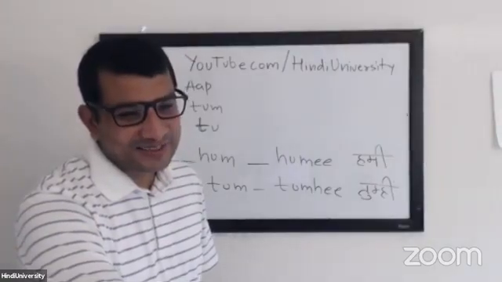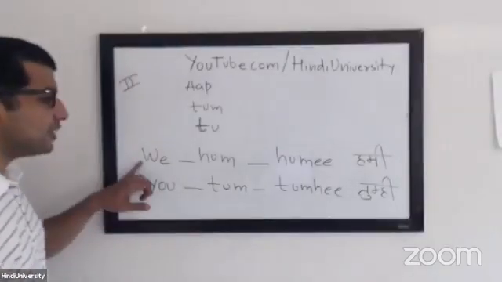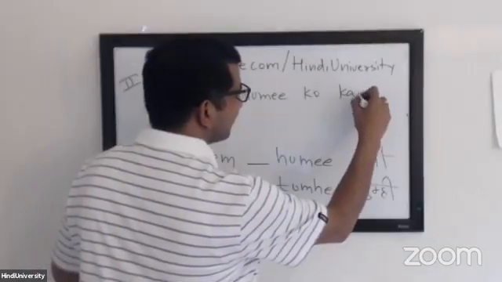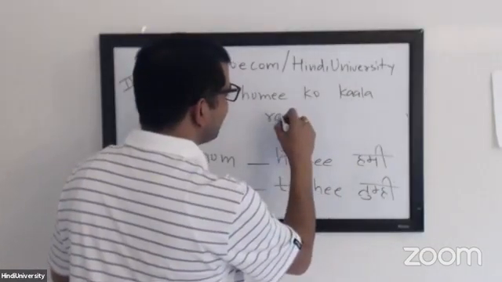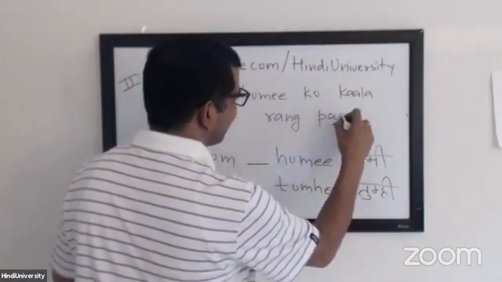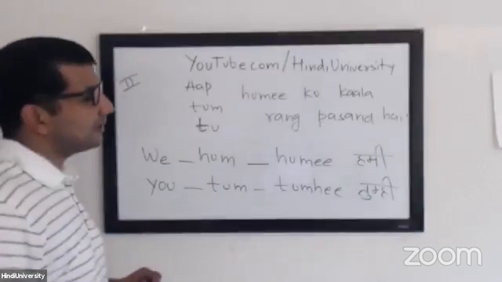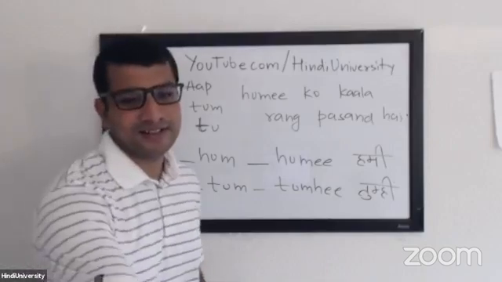Hami ko rang kala pasand hai. Okay, very good. So you said hami ko kaun sa color pasand hai? I tried to say rang kala or kala rang. The black, we like the black color. Very good. Hami ko kala rang pasand hai. Great, a good example.